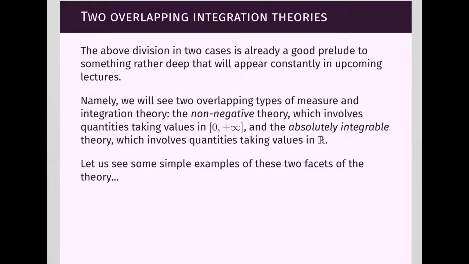And what is it? There are two theories that work very well. One is when everything is non-negative, and then we take values in 0 up to plus infinity, including 0 and including plus infinity. And another theory is the absolutely integrable or absolutely summable theory, which involves quantities taking values in real numbers that can be both positive or negative. Okay. We'll see now just some quick examples to illustrate these two facets of measure and integration theory.